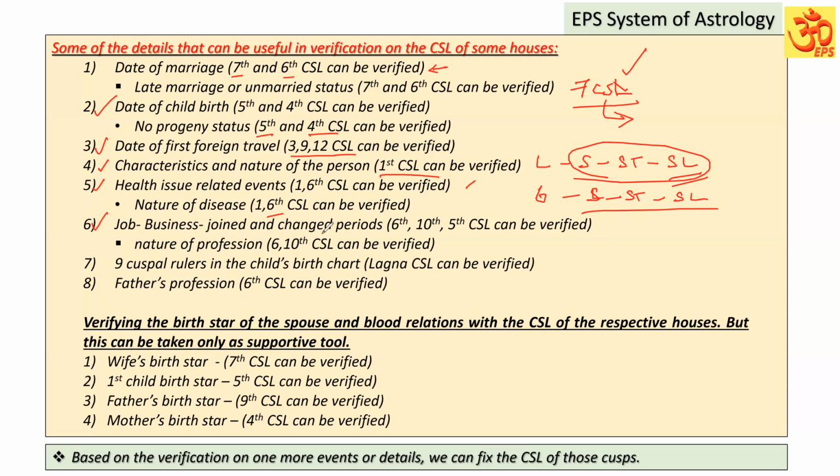Job or business: joining and change periods, when he got the job, when he lost the job, or the destiny prospects of that profession, whether he is having a stable job or a progressive job, or whether instability is there. That can be checked with the past events, joining dates, and change periods by verifying the Dasa Bhukti Antara periods in which it happened. By that, we can fix it; the 6th, 10th, and 5th cuspal sublords can be verified.